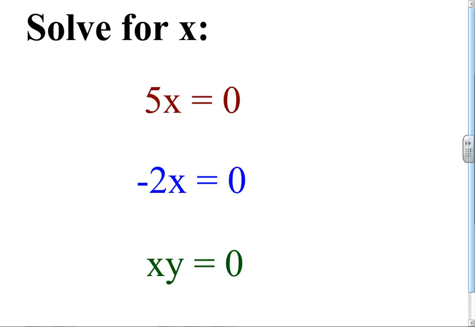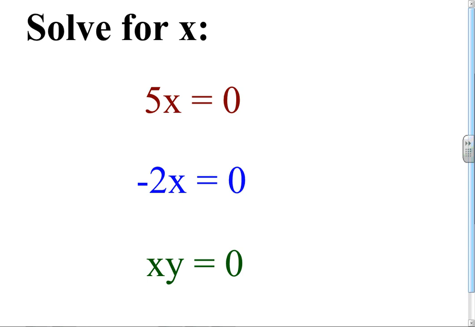Lots of math problems. Okay, so here's what we're going to do with zero product property. A lot of students call it ZPP. And it's not that hard. This property, I'm going to go to the next page, which you should see, is solve for x.